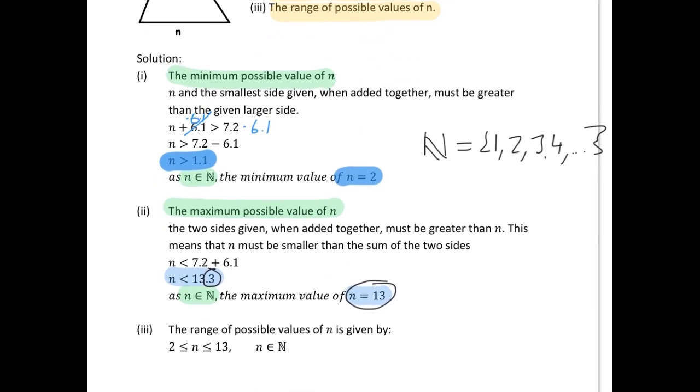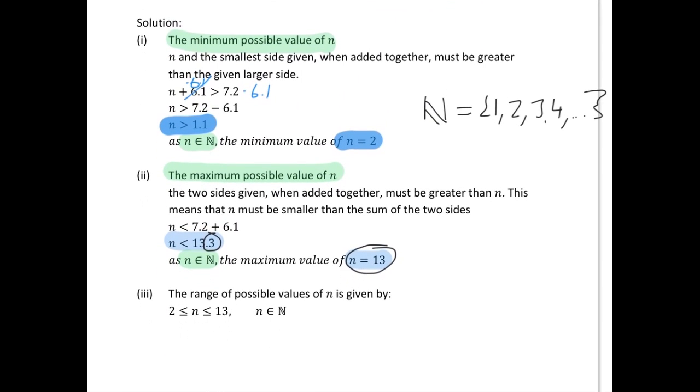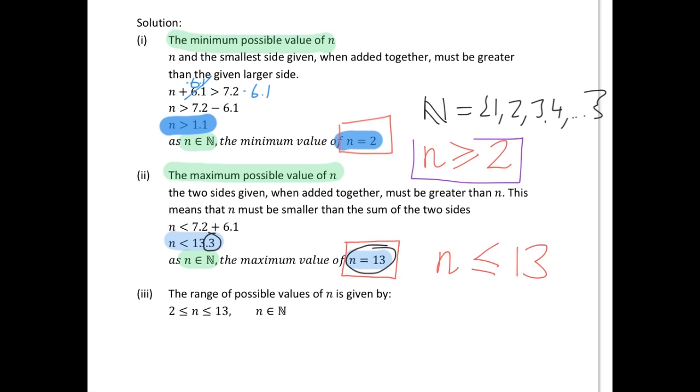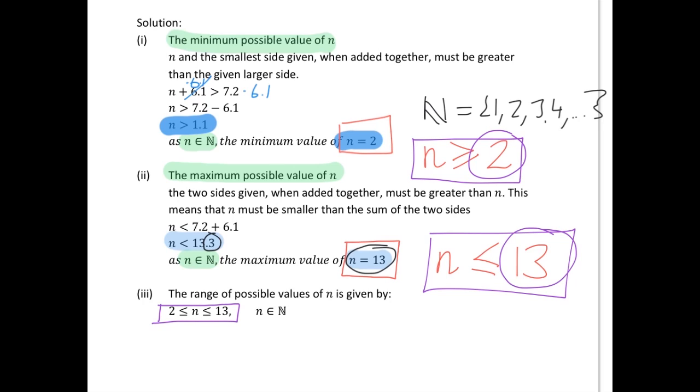The last part then asks us to give the range of possible values of n. Well, in the first part, we said n has to have a minimum of 2, so that means that n has to be bigger than or equal to 2 for this triangle to work. But in the second part, we said n has a maximum value of 13, so that means n has to be less than or equal to 13. So combining these two inequalities here, n has to be somewhere bigger than or equal to 2 but less than or equal to 13. So that means the range of possible values for n is given by 2 less than or equal to n less than or equal to 13, where n is a natural number.